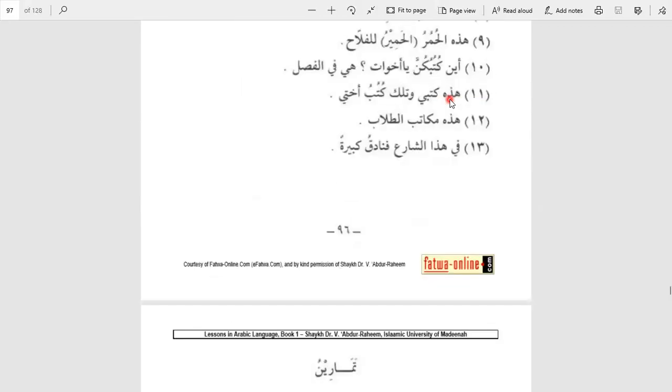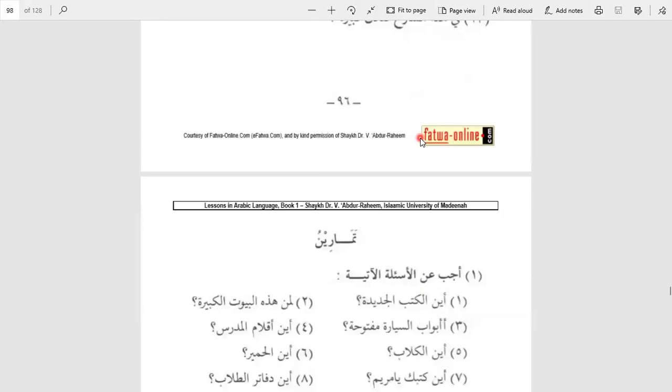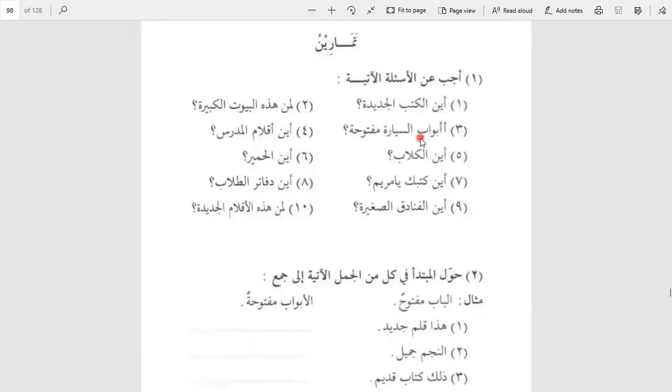أجب أن أسئلة أين كتب جديد. This is answer this. I know you are able to answer this way. Are the new books? أين is where. So the answers are actually in the passage that we have in this lesson. So I hope you're going to pick all these. We have questions here. So the concept is the one that we are much concerned about here.